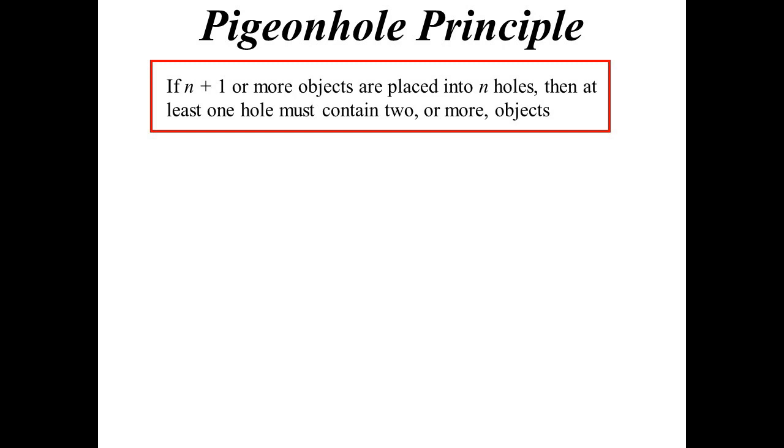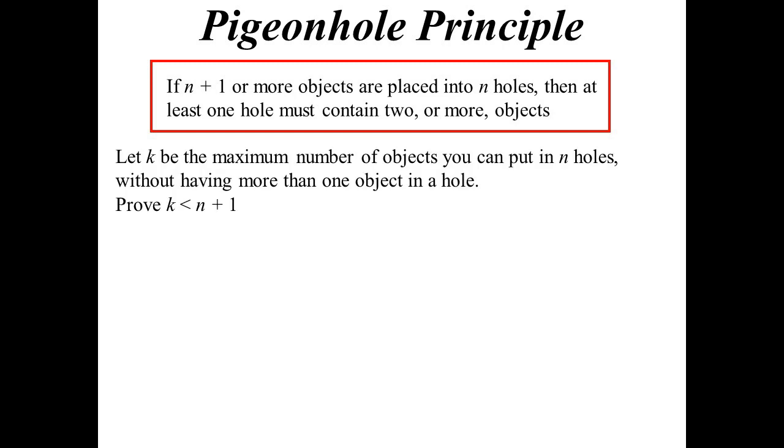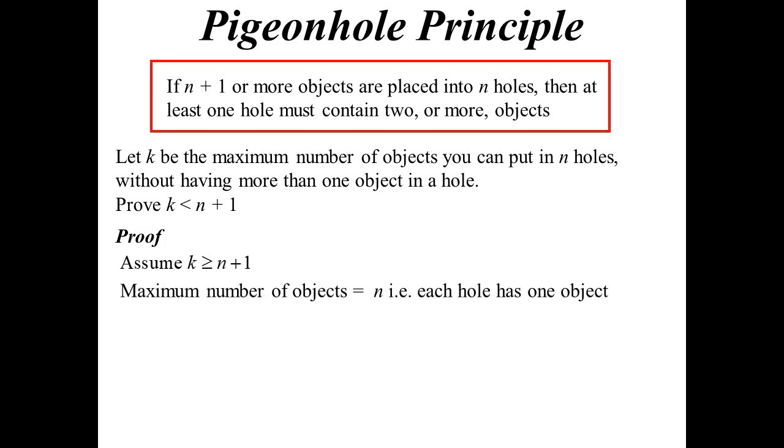That's the Pigeonhole Principle. So, alright, let K be the maximum number of objects you can put into these n holes without having more than one object in a hole. I'm going to prove that K is less than n plus 1. And here's my proof. I'm going to do it by contradiction. And I'm going to assume that K is in fact bigger than or equal to n plus 1. So the opposite of what I'm trying to prove. Now, the maximum number of objects will equal n. Every hole has one object. So K therefore is less than or equal to n.